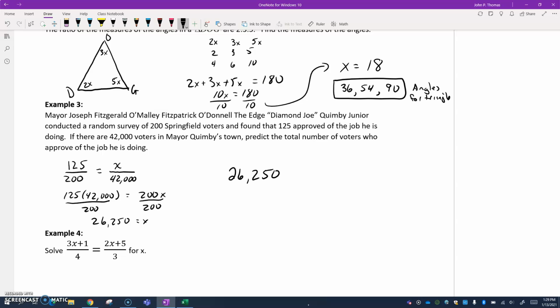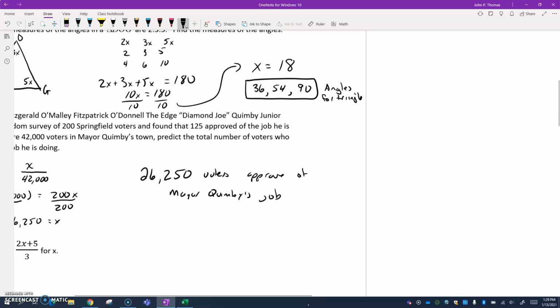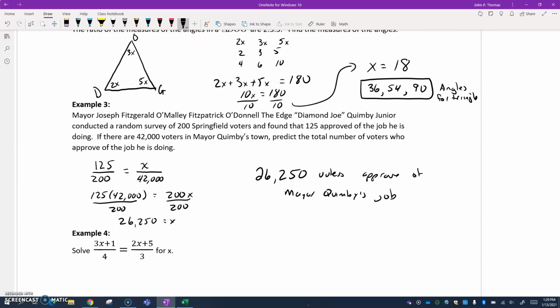26,250 voters approve of Mayor Quimby's job. All right, so they approve of the job he's doing. So that is 26,250 out of the 42,000. All right, and again, we're using the ratio from the sample that we took to draw a conclusion about the whole. All right, so this is only an estimate. It's not going to be perfect, but it is one way that they do estimates.